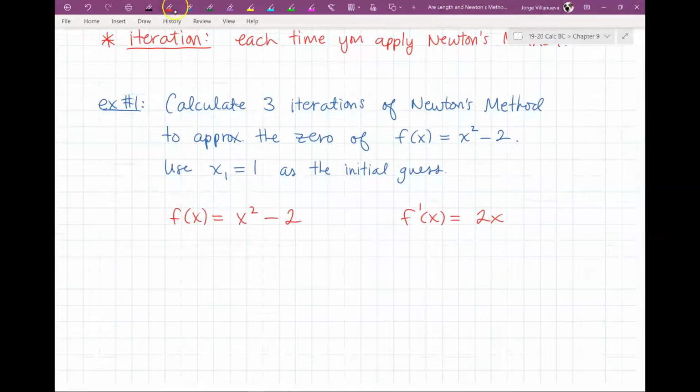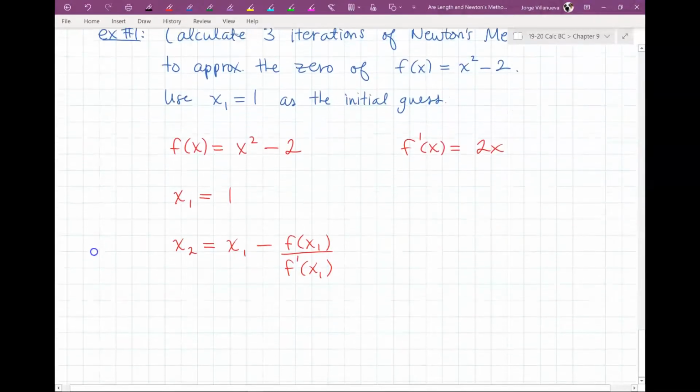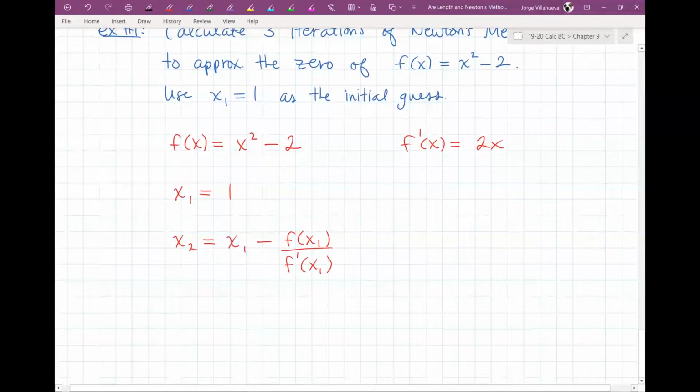Now, I know x sub 1 is 1. Again, this is not an iteration. This is a guess, so we don't start here. My first iteration is x sub 2. Now, x sub 2 will be equal to x sub 1 minus f of x sub 1 over f prime of x sub 1. Are we okay with that? Just plugging it in, right? You guys did a lot of that stuff when you did sequences and series in algebra 2. So all right, x sub 1 is 1 minus, what's f of x sub 1?